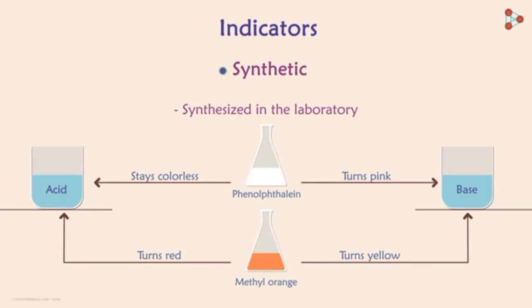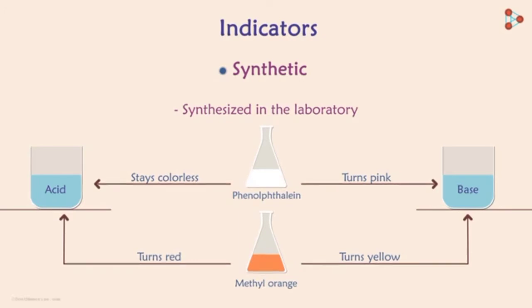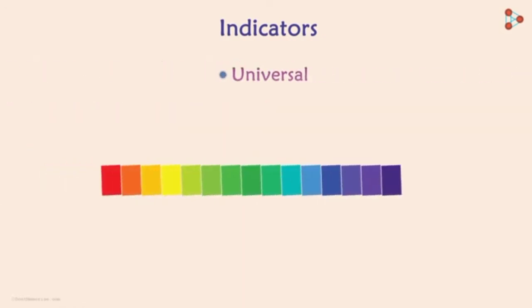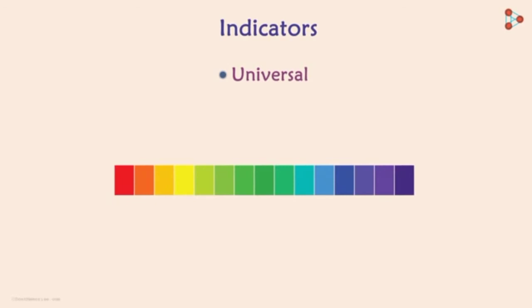If you noticed, the following indicators only tell us the acidic or basic character of a solution, but they don't tell us the strength of the acid or the base. That's what brings us to the universal indicator. A universal indicator shows different colors over the range of pH values from 1 to 14 for a given solution. And it is available in the form of strips as well as solutions.